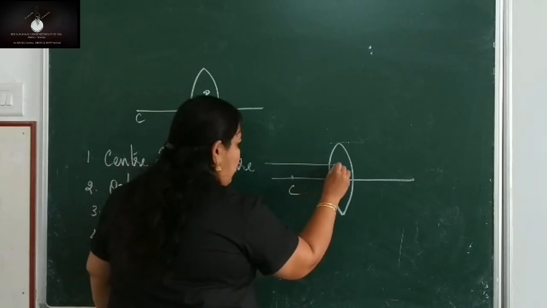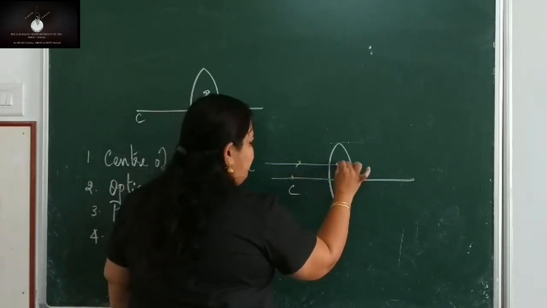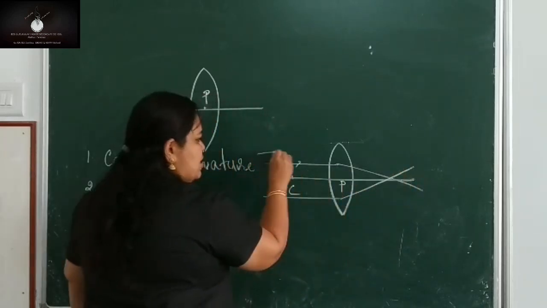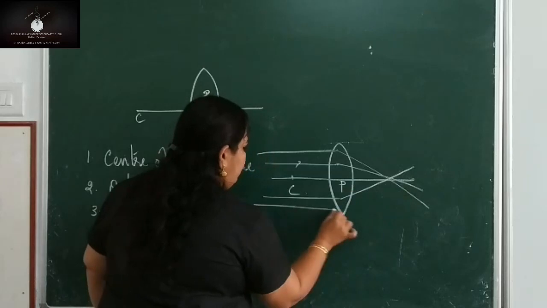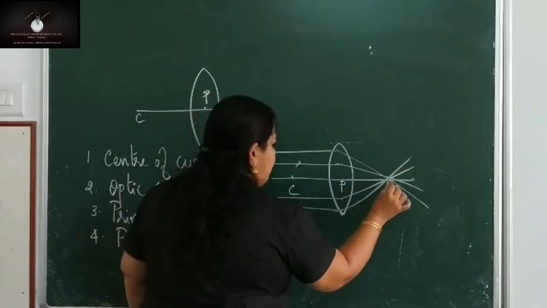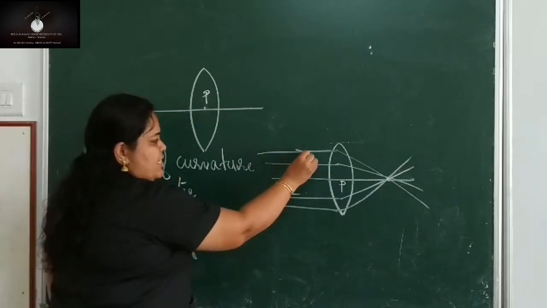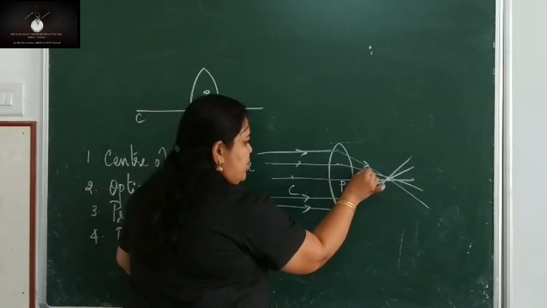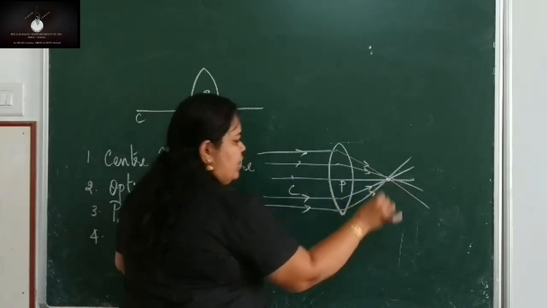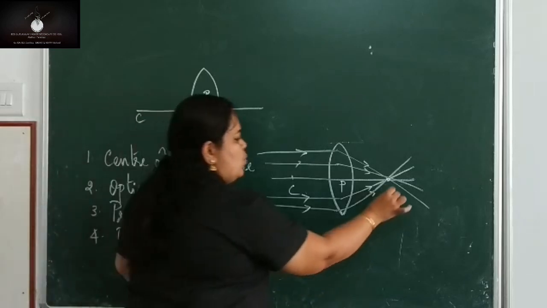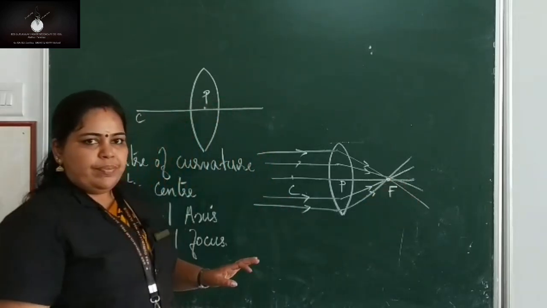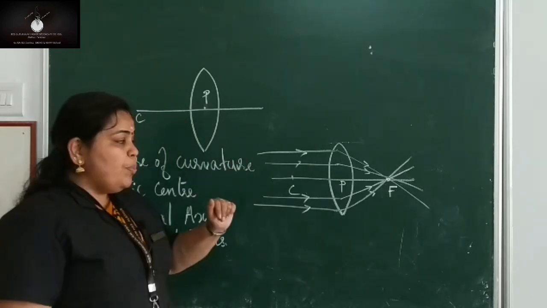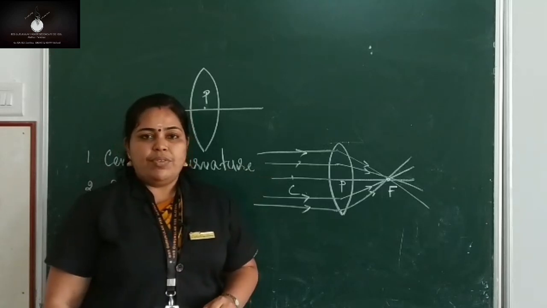The light that is falling on the lens, after refraction, meets at a particular point on the principal axis. Okay, the light ray that is passing through the lens, after refraction, meets at a particular point on the principal axis. That is known as the principal focus. Is it clear? So, can you tell me how many principal foci does a convex lens have?